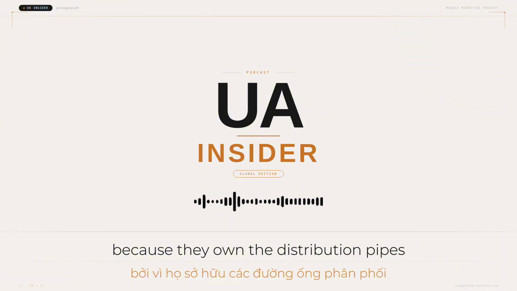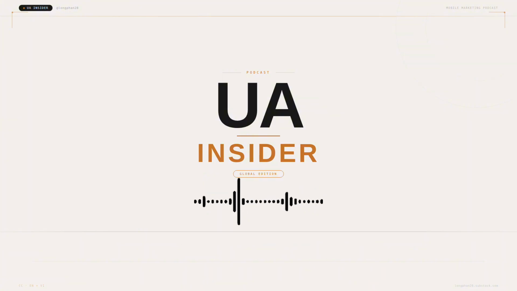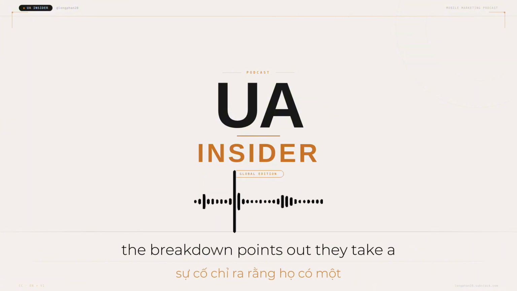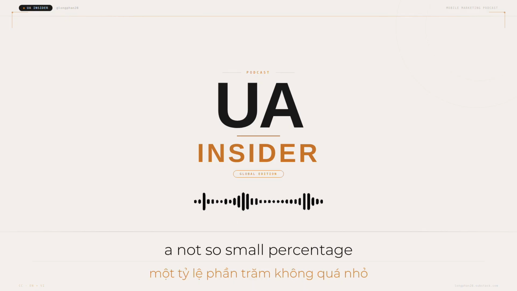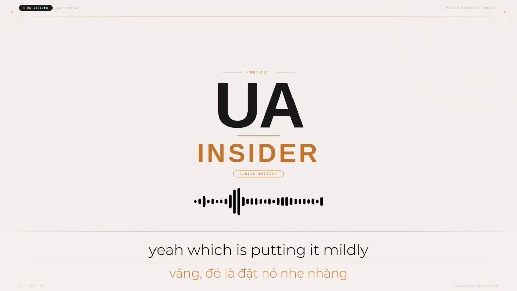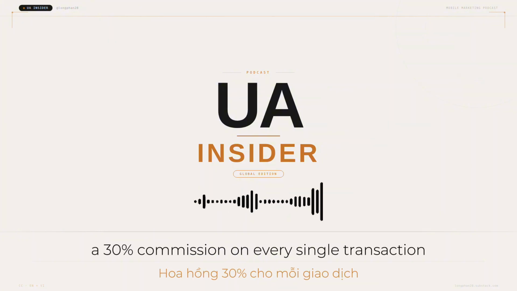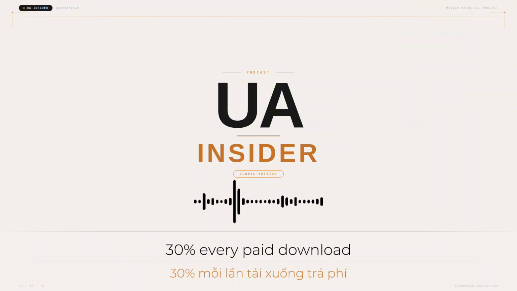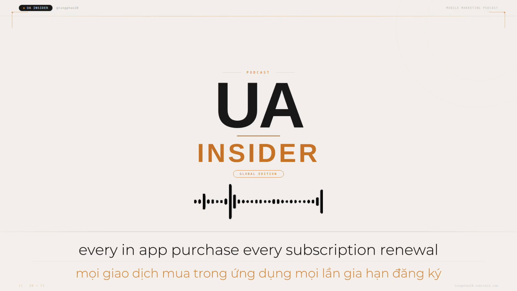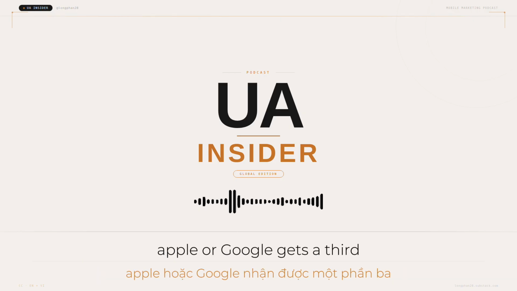Because they own the distribution pipes and the payment processing, they extract a massive toll. The breakdown points out they take a not-so-small percentage. Yeah, which is, putting it mildly, as anyone in the industry knows, historically a 30% commission on every single transaction. 30%. Every paid download, every in-app purchase, every subscription renewal, Apple or Google gets a third.